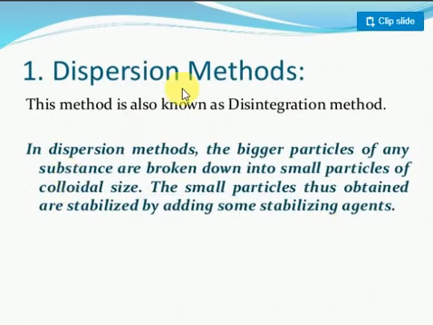What is the dispersion method? In the dispersion method, bigger particles of a substance are broken into smaller particles of colloidal size. The smaller particles are stabilized by adding some stabilizing electrolyte. Suppose the colloidal range is 1 nanometer to 100 nanometer. I take a bigger size molecule, and by applying some physical method I bring the bigger molecule into the range of colloidal size. That is called the dispersion method.